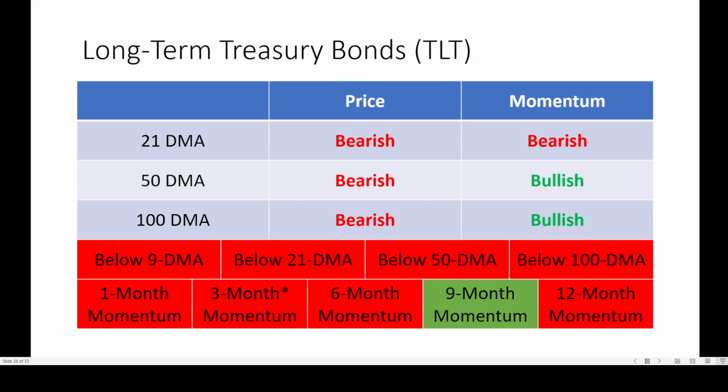TLT going all red just about. Only bullish on the 50 and 100-day momentums. Is Bond King finally over with? Is it finally his day that he thinks is coming? Never going to happen. 3-month momentum breaks.